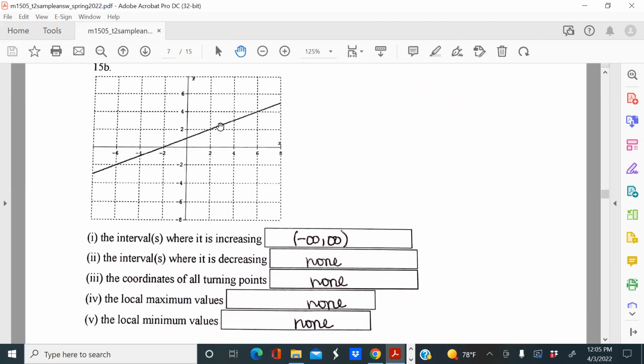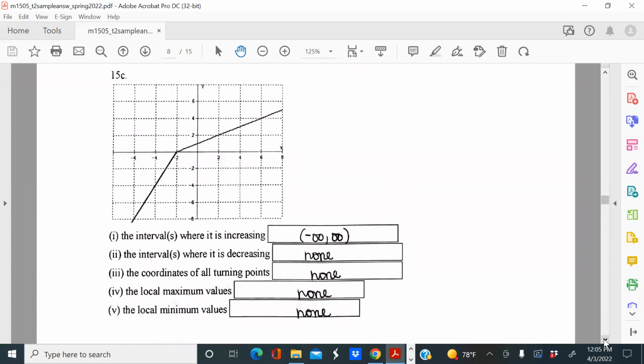It's always going up. It doesn't change behaviors, right, from increasing to decreasing. So that means the intervals where this is increasing is just the whole domain of the function, which is the entire x-axis, which is minus infinity to infinity. And so you don't have any intervals where this curve is decreasing. And since it never switches from increasing to decreasing or vice versa, that means you don't have any turning points. And if you don't have any turning points, you cannot have any local maximum values or local minimum values.